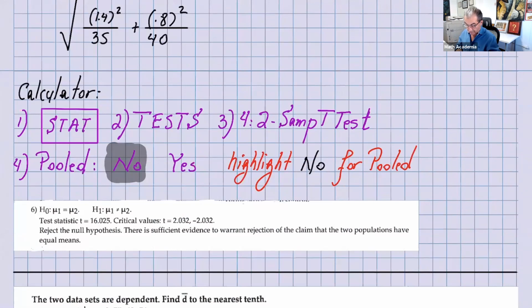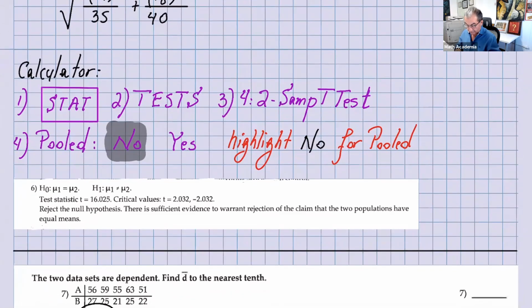Let me just read this solution. There is sufficient evidence to warrant the rejection of the claim that the two populations have the same means. So here it says we have enough evidence to reject that they have that, which is the same thing. We have enough evidence to reject the original claim that says they have equal means.